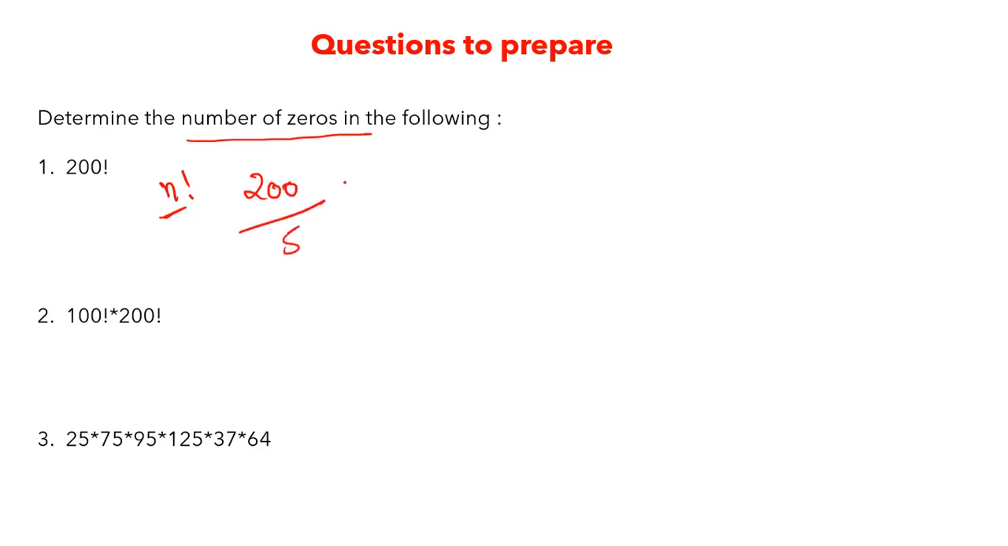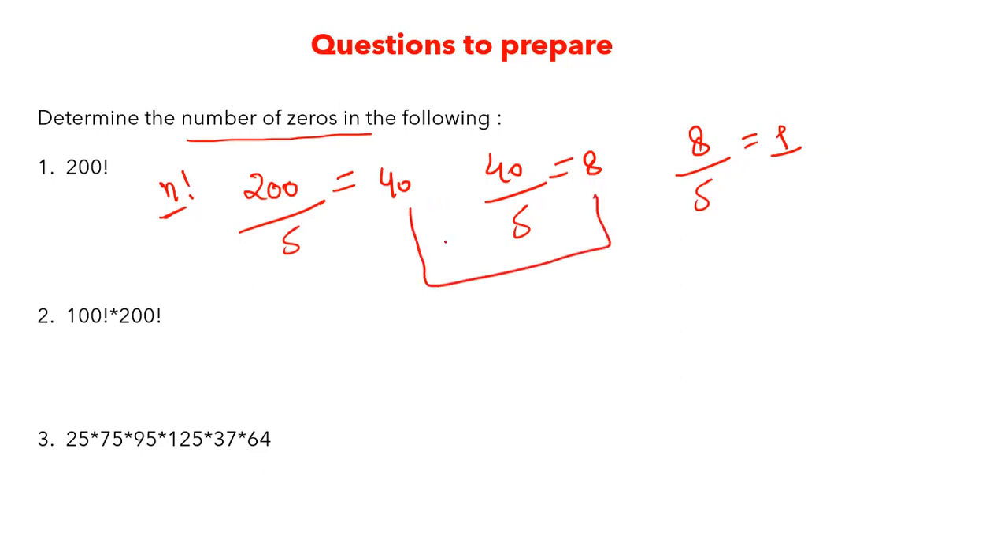So 200 divided by 5 is going to give us 40. 40 divided by 5, the quotient is going to be 8. 8 divided by 5, the quotient is going to be 1. And now 1 cannot be further divided by 5, right? So what we have to do is add all these quotients, that is 40 plus 8 plus 1. So we are getting 49. So how many zeros does this have? This 200 factorial has 49 zeros.